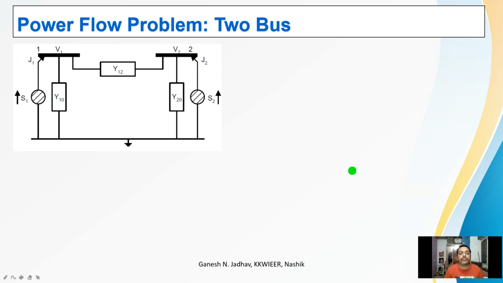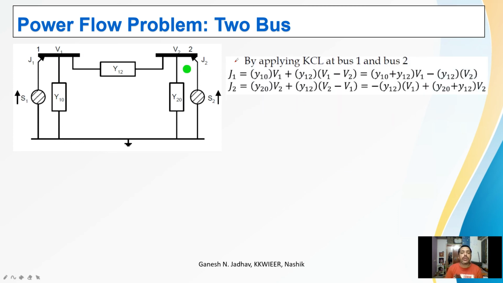So let's come to deriving this equation. If I apply KCL at this point, the current injected is J1, which is equal to the outgoing current. Let us consider these as the outgoing currents. What is the current flowing through this? This is Y10, so Y10 into V1 is the current flowing through to the reference. Then what is the current going from here? It is Y12 (V1 minus V2). Suppose we bring the terms V1 and V1 together, it will become (Y10 plus Y12) V1 minus Y12 V2.